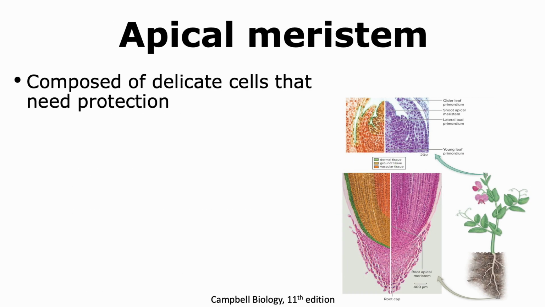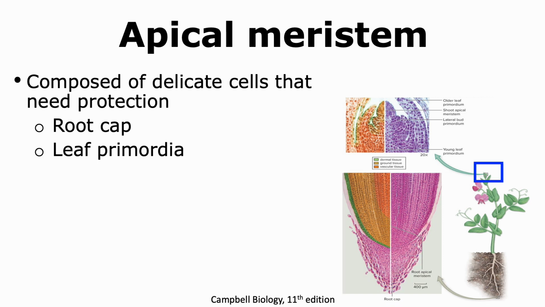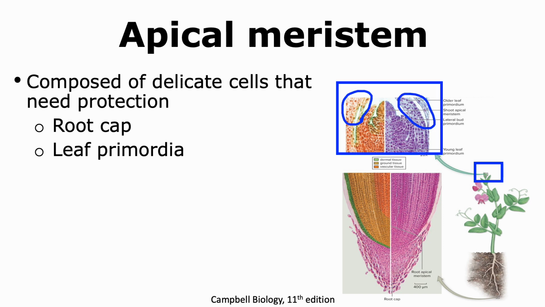The apical meristem is composed of delicate cells that are protected by the plant. The root apical meristem is usually covered by the root cap, which offers protection, while the shoot apical meristem is protected by the leaf primordia.